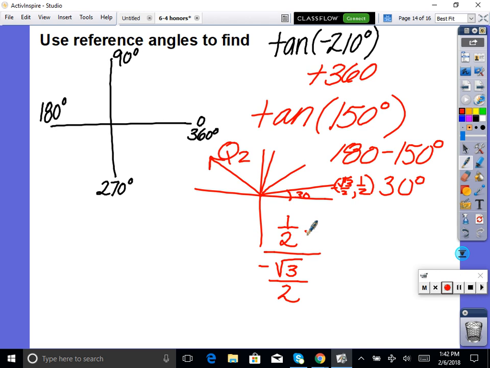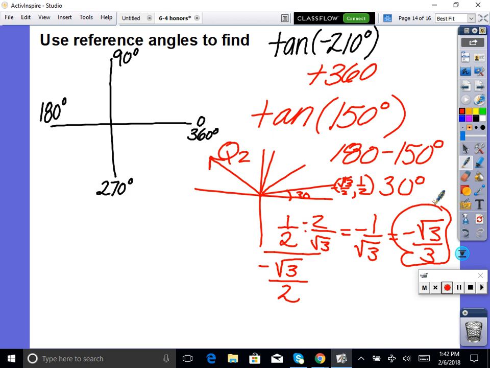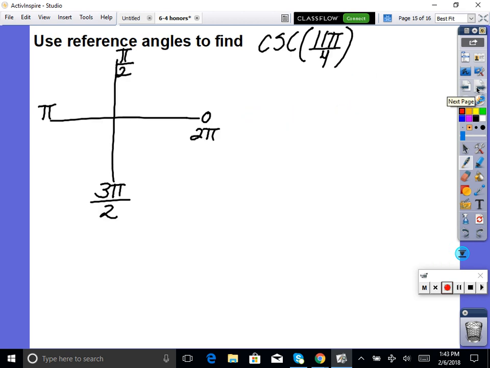Dividing fractions is easy as pie. Flip the second and multiply. So our final answer would be negative root 3 over 3. And that took us about a minute on the ACT. It was worth the minute because we got it right. Okay, awesome. Doing okay? Yeah. Going too fast? Making sense of the reference angle? Okay, cool. So what about 11 pi fourths? Reference angle here.